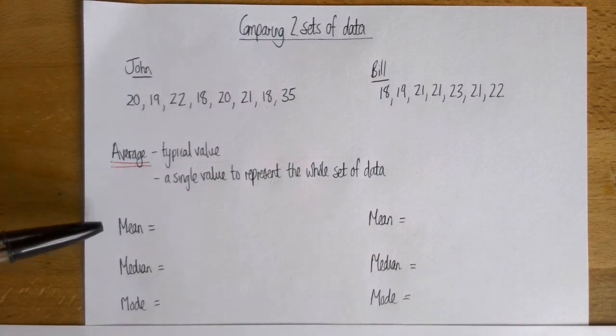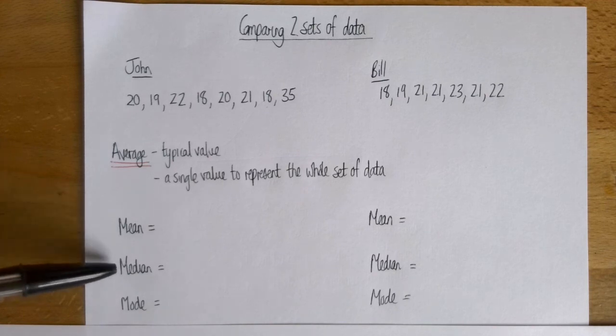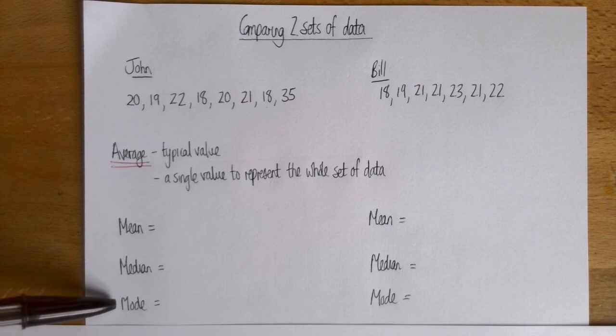So the mean is probably what most people think of when we talk of averages. This is where you take the data, you add it all up, press equals on your calculator to get the total, and divide by how many values there are. So that's the mean. The median is where you take the data and you put it in order, and you find the middle value. And the mode is the most popular value, the number that occurs most often.